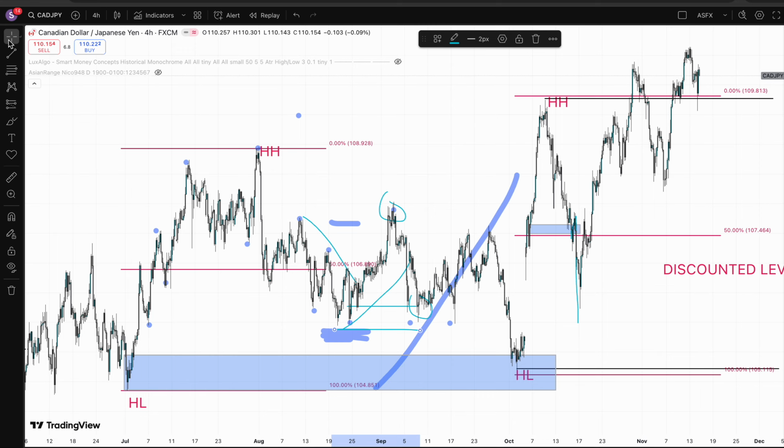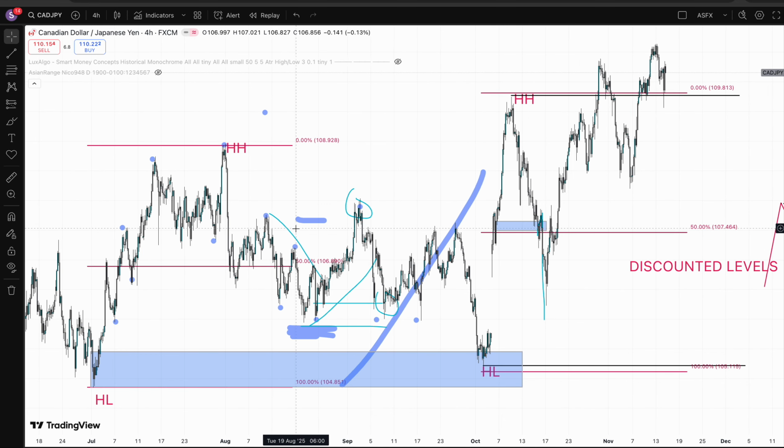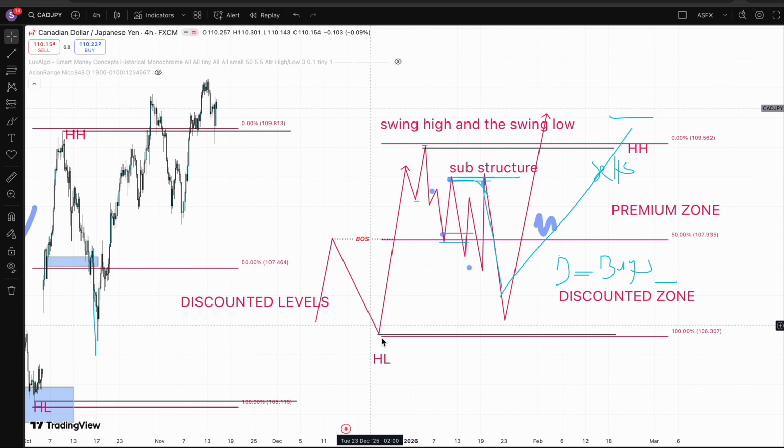So substructure is important because you tend to understand who is in control. If buyers are in control, you are going to know. If sellers are in control, you are going to know from how price is retracing back to the premium levels, guys. It's as easy as that. So this is our substructure. This is our main structure, from the swing high to the swing low. And this is structure. When price breaks structure, price also is going to shoot off. It's going to retrace back to the premium levels, and then before shooting back up.